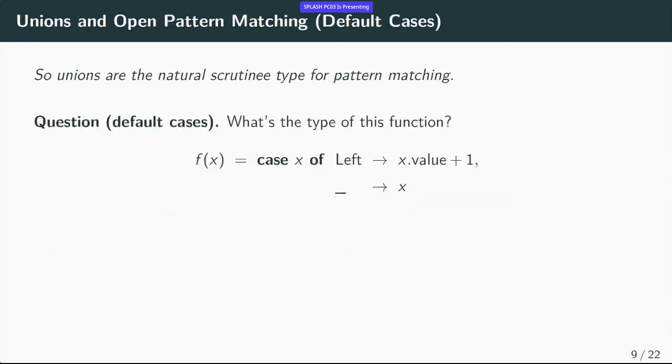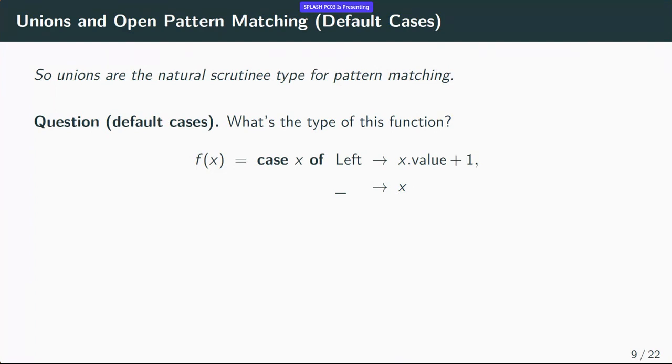Okay, so actually, pattern matching becomes more interesting if you start introducing default cases, because now it's no longer completely clear what the type of a function that does pattern matching with default cases should be. So here is a function that pattern matches on its parameter x and handles the left case, and it also handles any other case, in which case it returns the parameter unchanged. So what should be the type of this function?